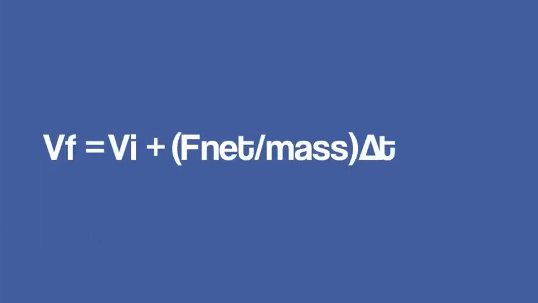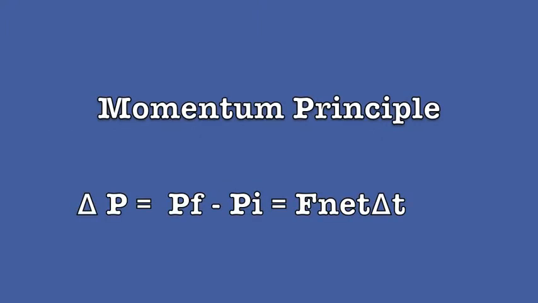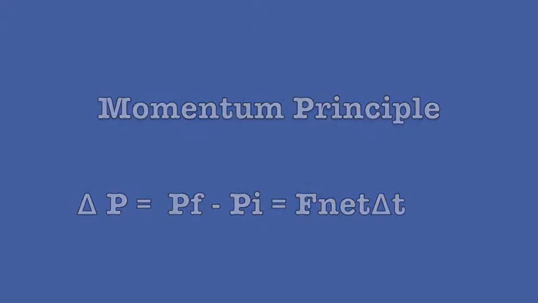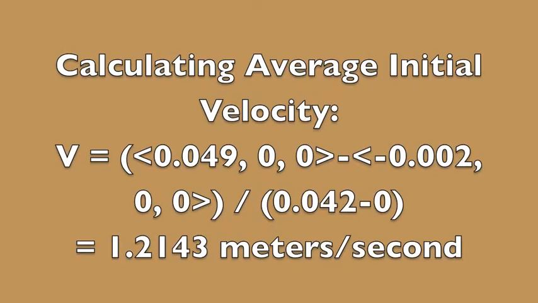According to Newton's second law, the net force is the sum of the forces, or pushes and pulls, in a system. To calculate the final velocity, find the initial velocity plus the net force divided by the mass times the change in time. The momentum principle, translated from Newton's second law, states that the change in motion equals the net force times the change in time. To calculate velocity, I found the change in position over the change in time after one frame.